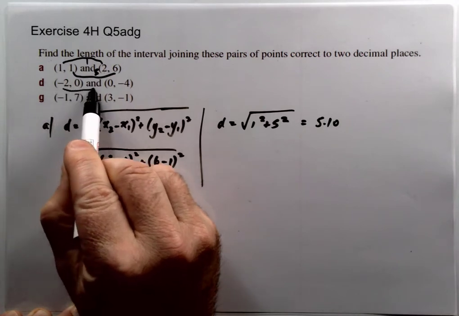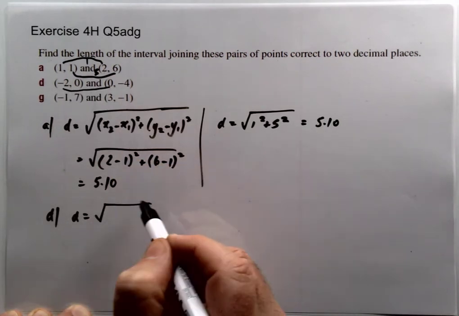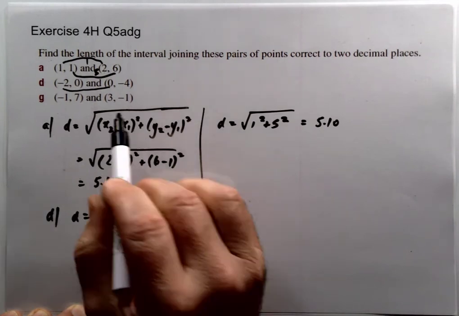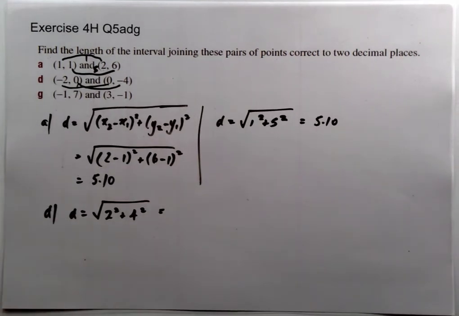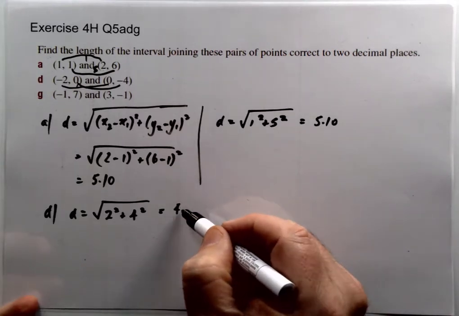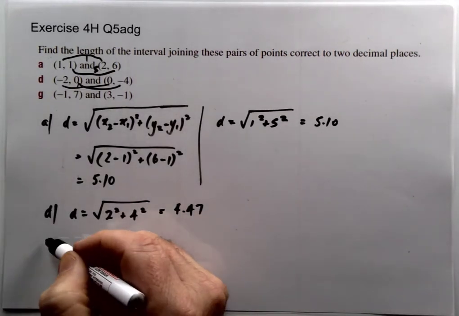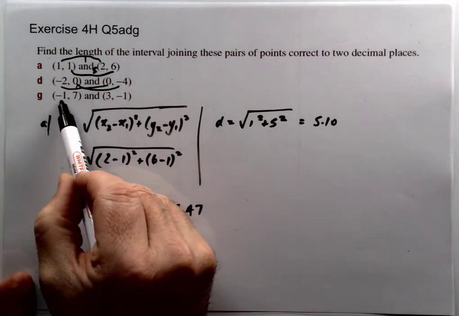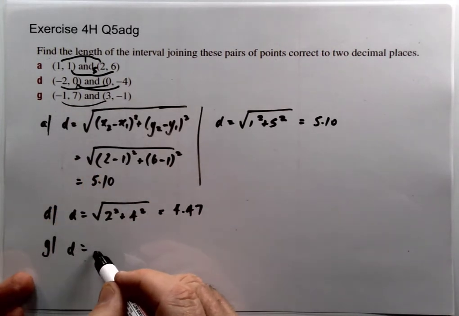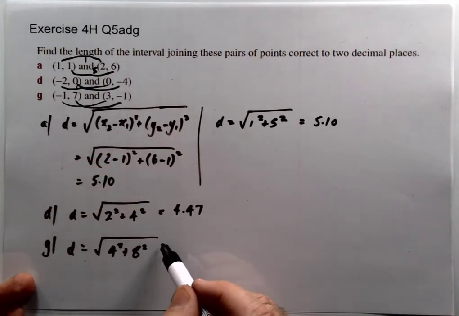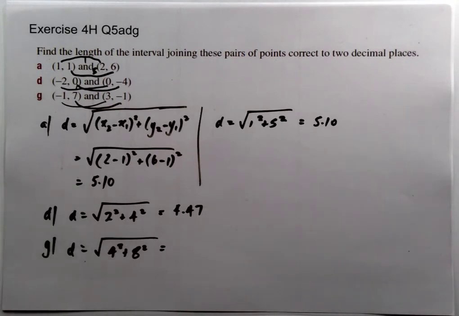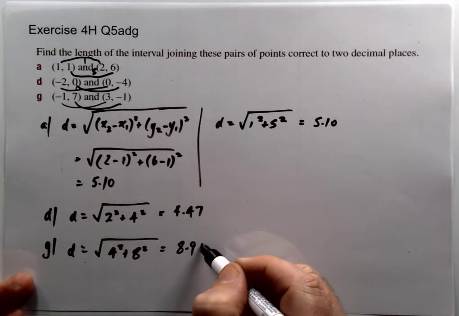So here you can see that the difference between the x values is going to be 2. The difference between the y values is going to be 4. Again, put that into our calculator, and we'll get 4.47. Okay, similarly for part G, you can see the difference there is going to be 4 for the x values, and it's going to be 8 for the y values. Okay, so we'll get 8.94.